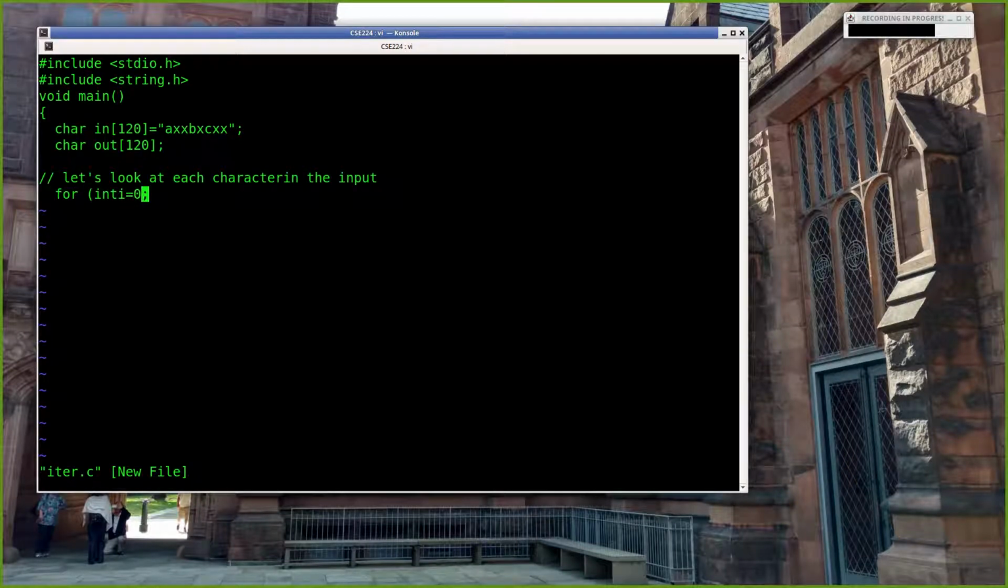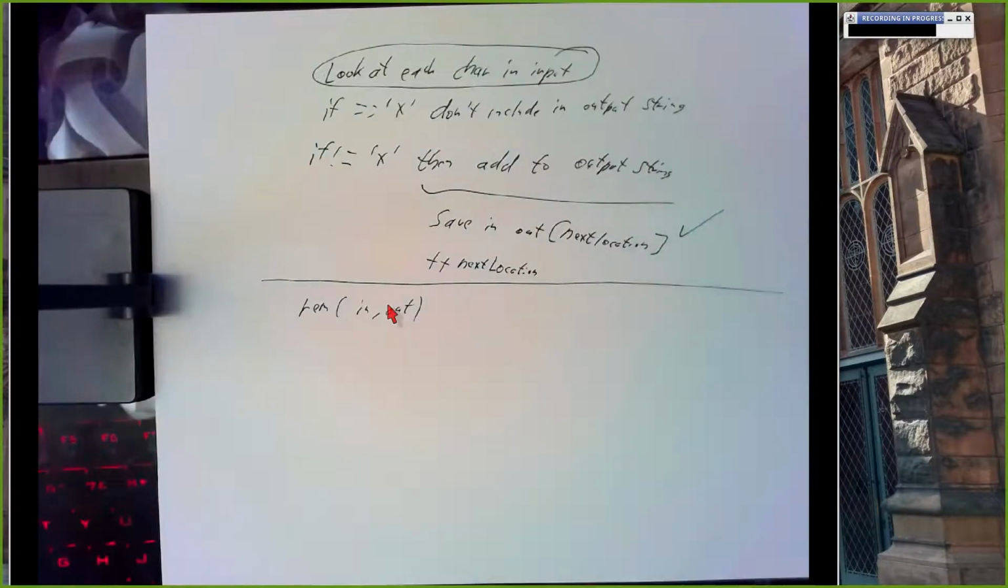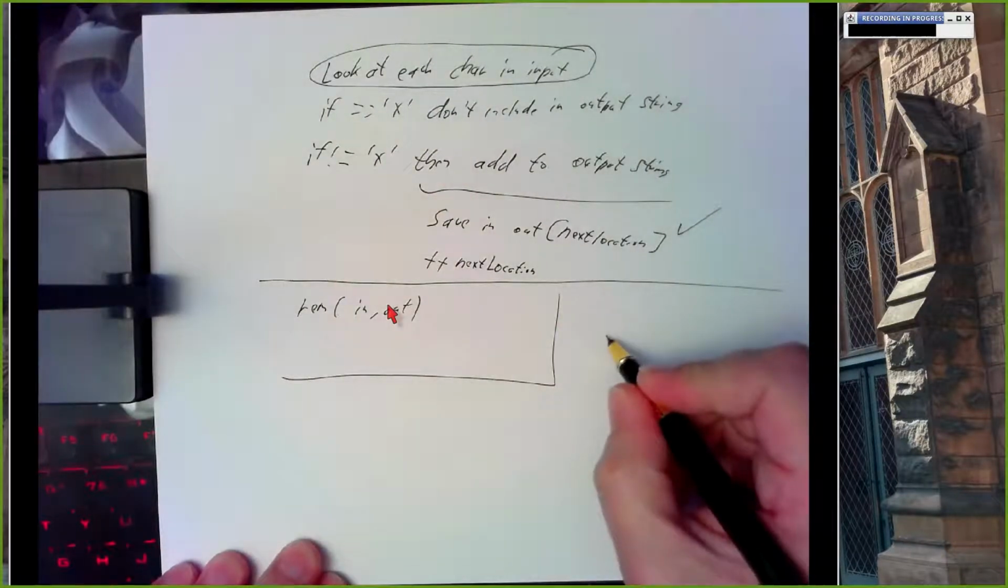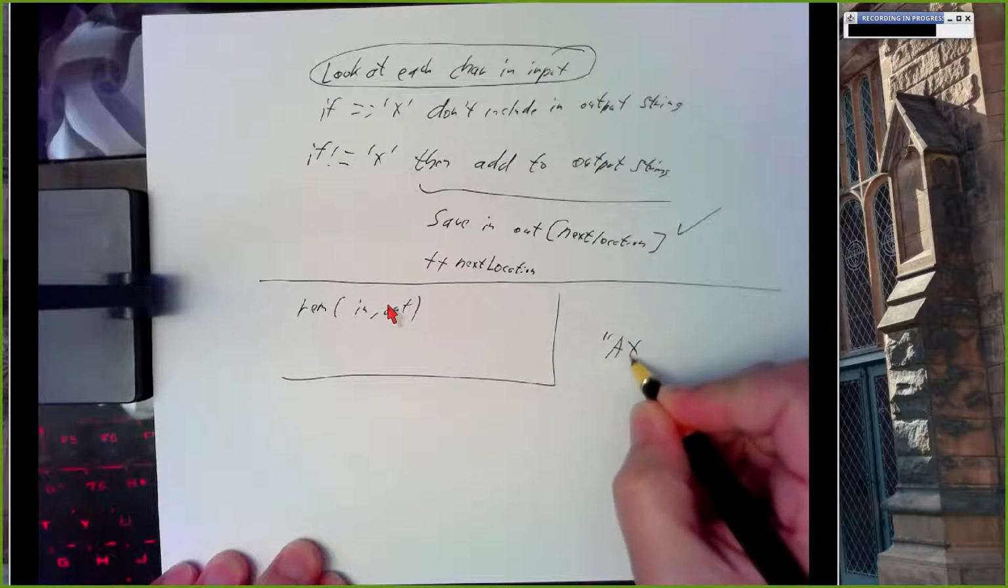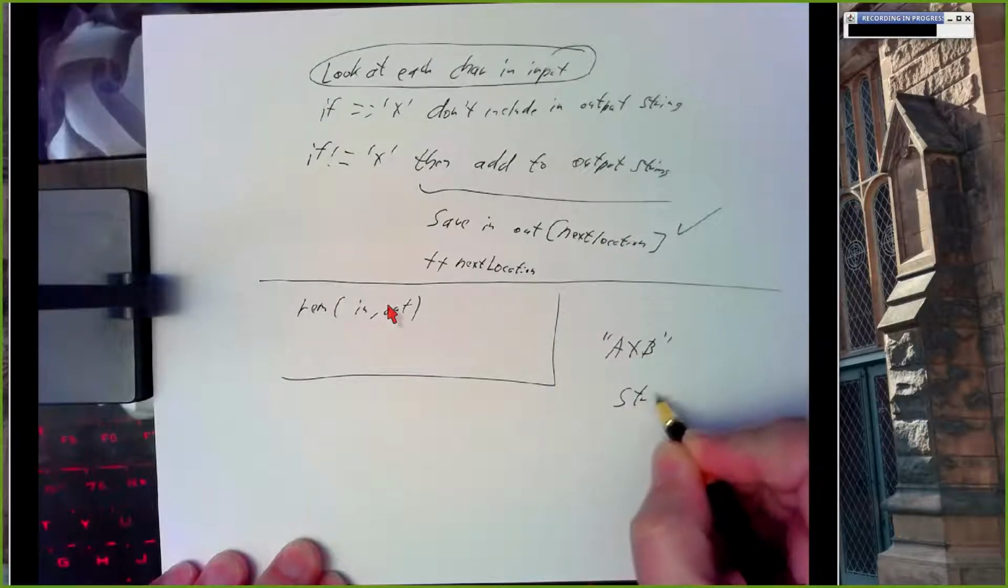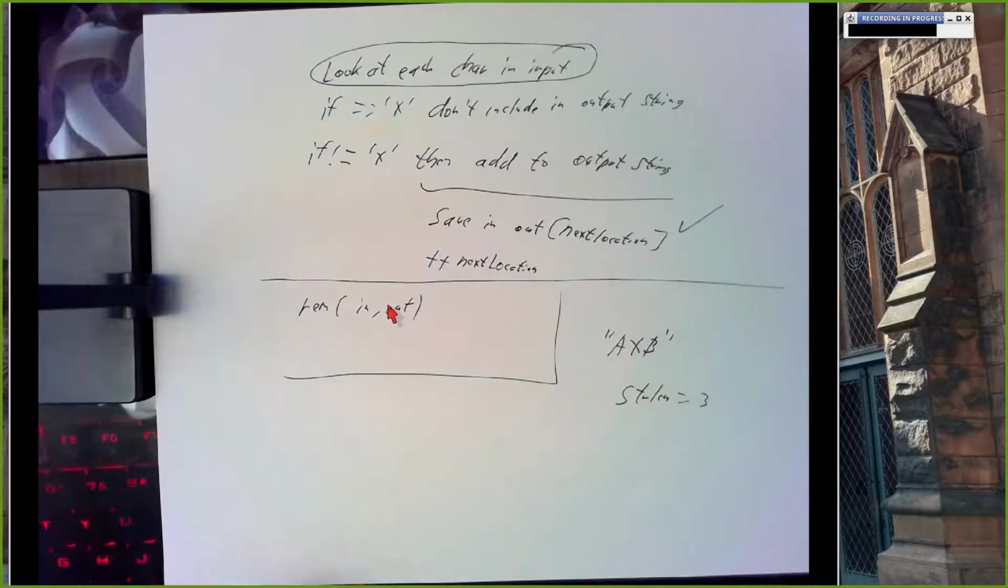So we're going to use I as an index to read our input string characters. And we're going to begin with I equals 0. Why? Because the first character of a string is always index 0. And we have to think about this string math. So if I have a string like A, X, B, string length will return 3. String length always tells me how many characters I have, not including the null terminator.